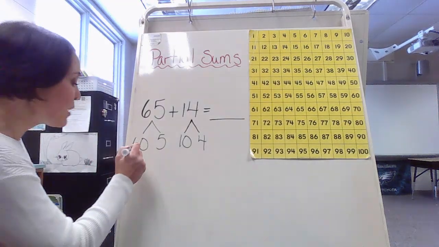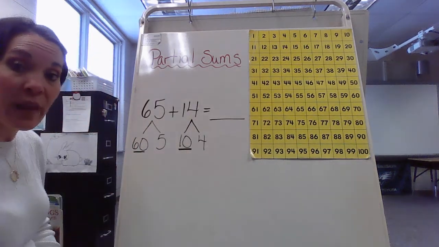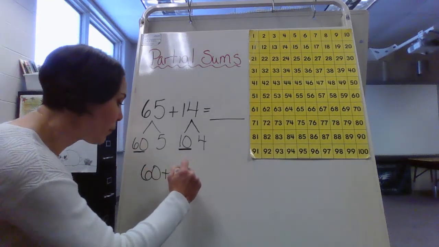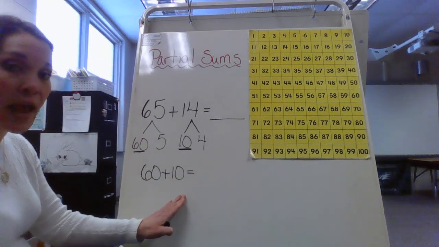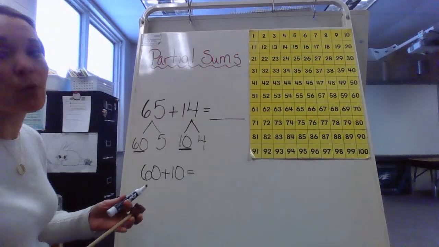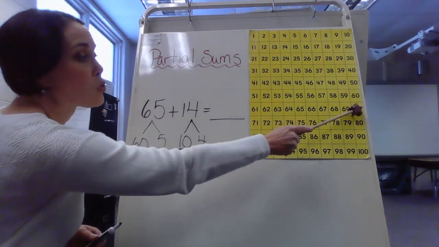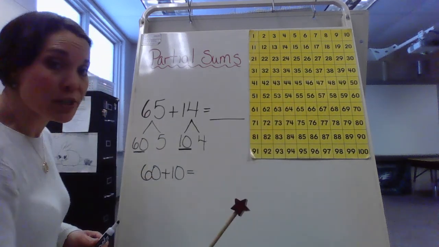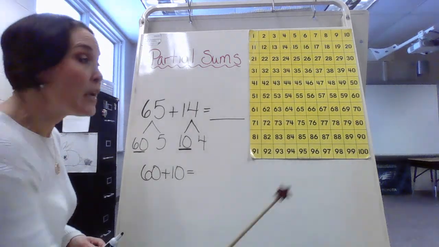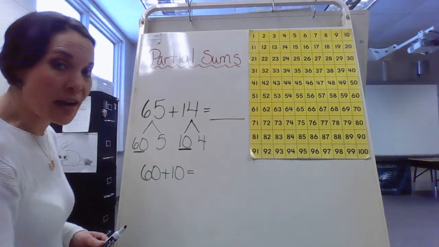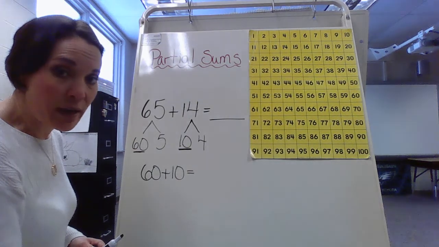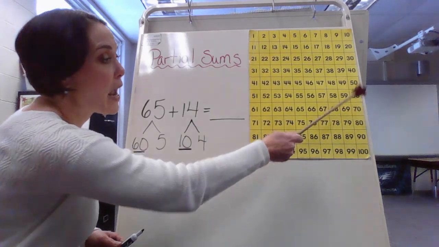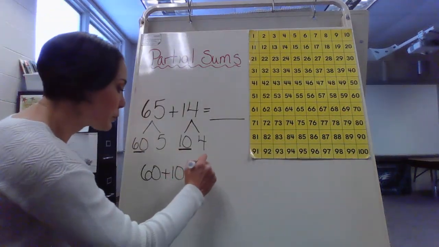When I see my tens here, I have 60 and 10. So I'm going to build a number sentence to represent that: 60 plus 10. If you need your hundreds chart to help you out, it's 60 plus one more 10. Always remember, anytime you're moving up and down in a single column on a hundreds chart, if you're moving down, you're adding 10. If you're moving up, you're subtracting 10. So I want to add 10, so I'm going to go down. 60 plus 10 is going to give me 70.